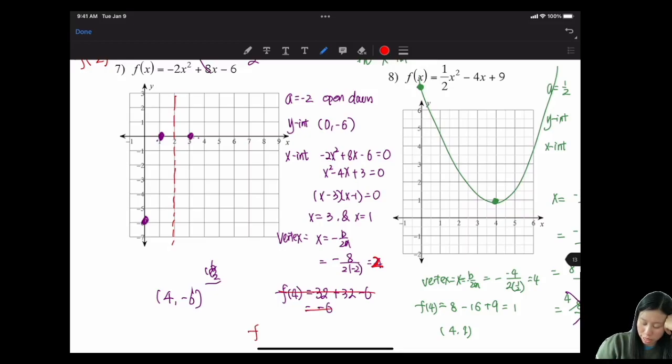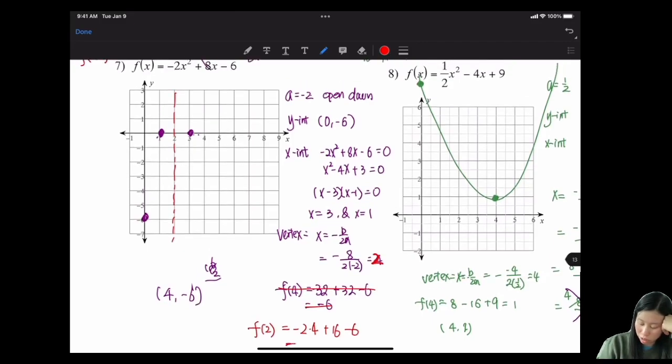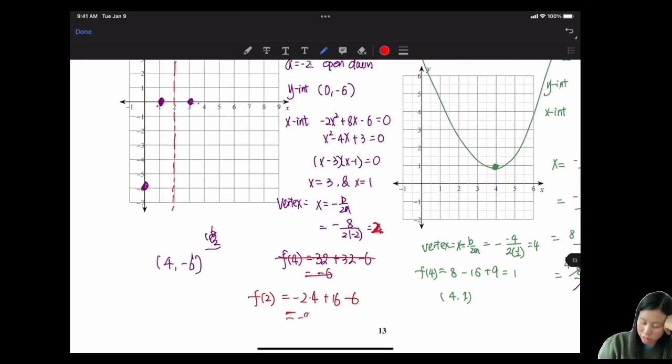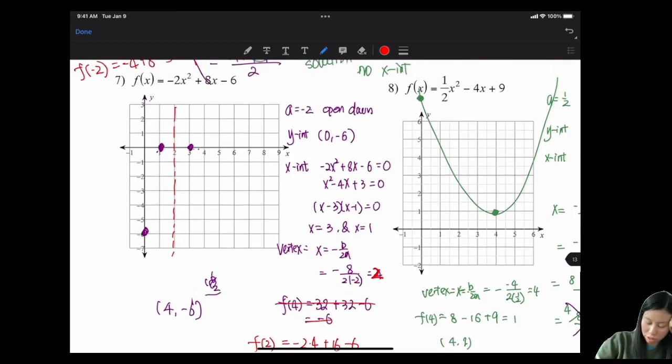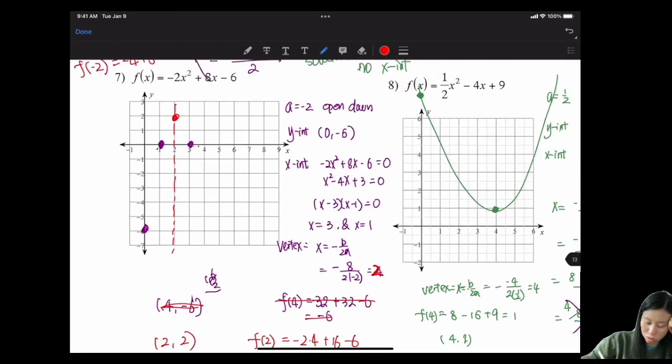So I'm trying to find f of 2 equals negative 2 times 4 plus 16 minus 8 minus 6. So I have negative 8 plus 16 minus 6, which is 2. So the vertex is when x equals 2, y equals 2. Open down. Okay, so this is the graph.